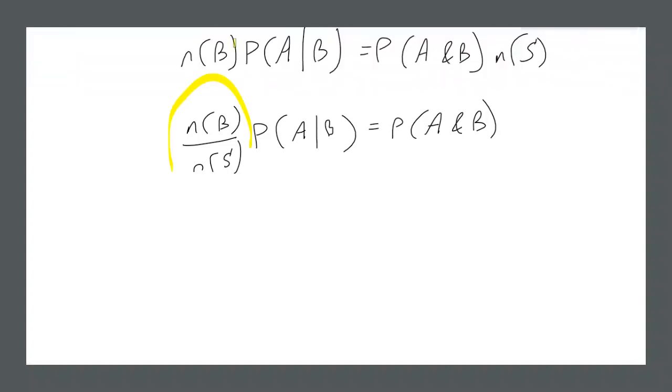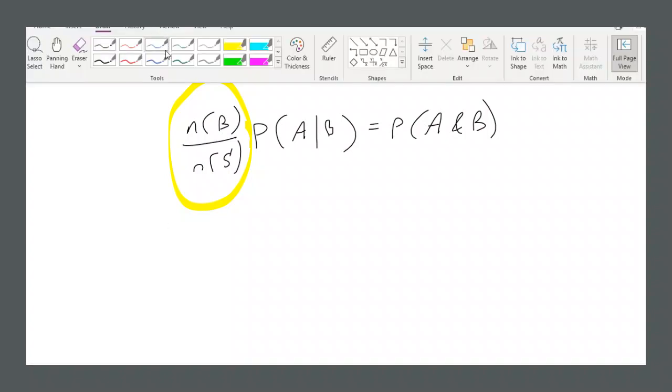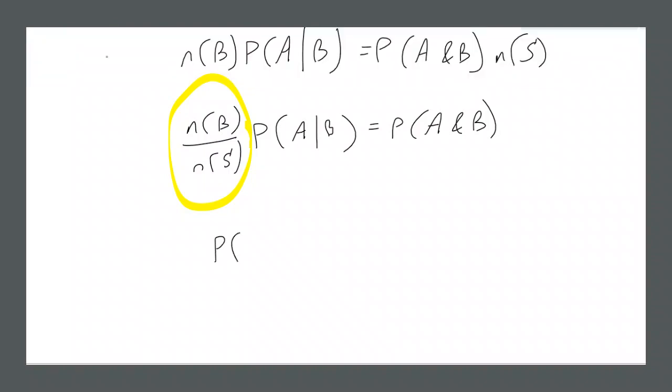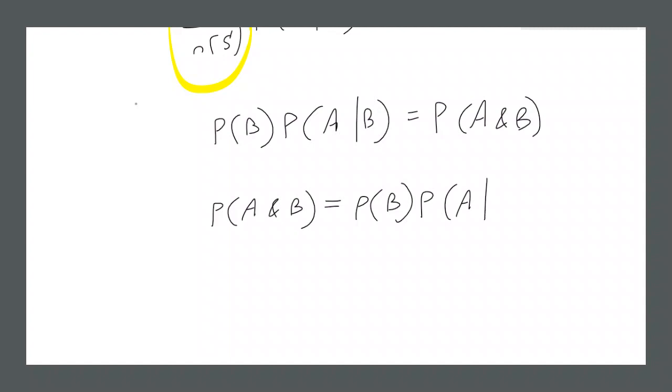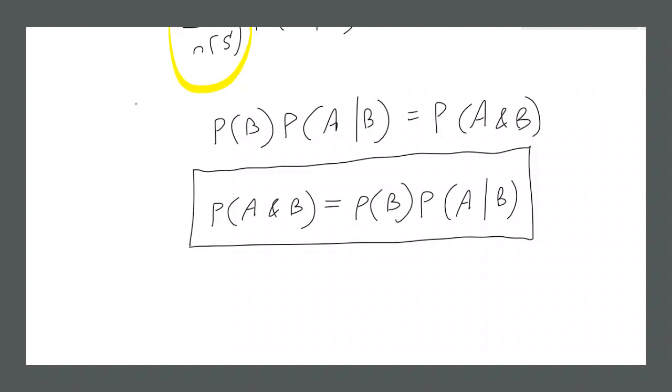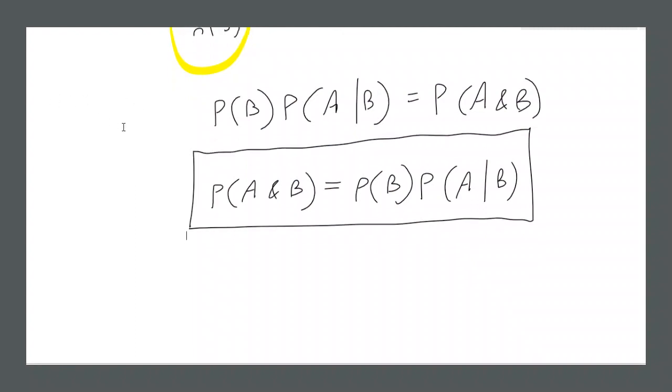And then we notice that this fraction over here, NB over NS, is just the probability of B: the number of ways B can happen divided by the total number of possible outcomes. So we can write this as the probability of B times the probability of A given B, and that is equal to the probability of A and B. That is the final rule that we're going to derive here. The probability of A and B equals the probability of B multiplied by the probability of A given B. The probability of two events occurring simultaneously is the probability of one of them occurring multiplied by the probability of the second one occurring given that the first one has occurred.